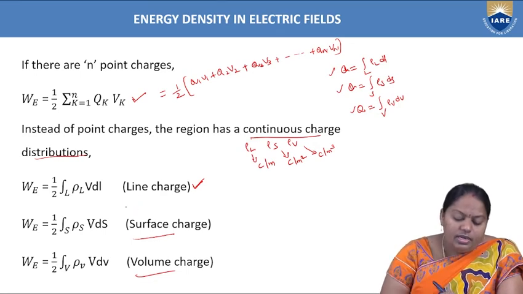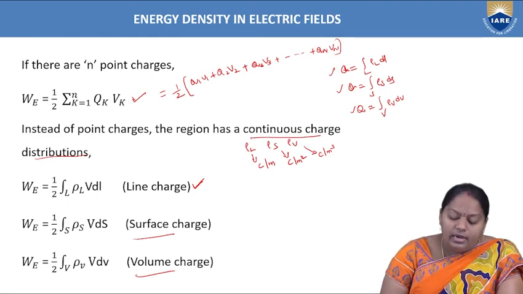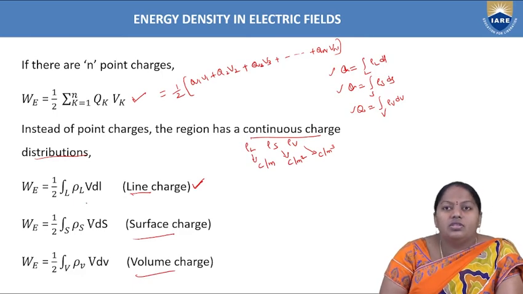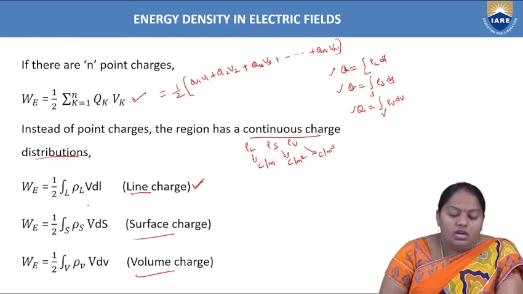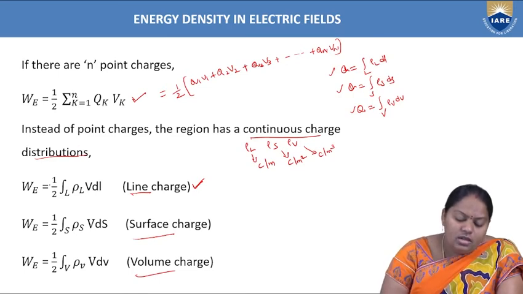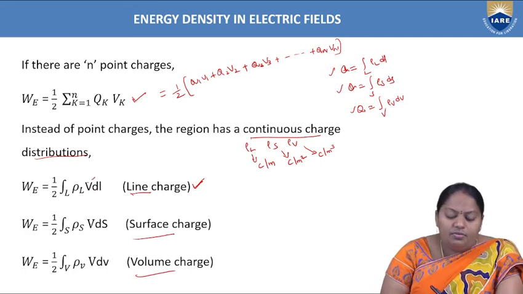WE equal to 1 by 2 integral over L of rho L V dl for line charge. Rho L is to be considered here as the line charge density. That's why the work done to assemble this line charge is given by WE equal to 1 by 2 integral over L of rho L dl, where the charge is given by integral over L of rho L into dl, and that is multiplied by V.